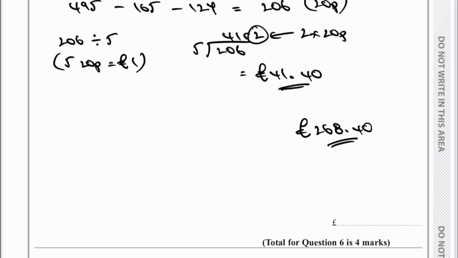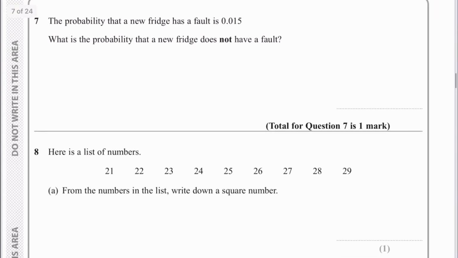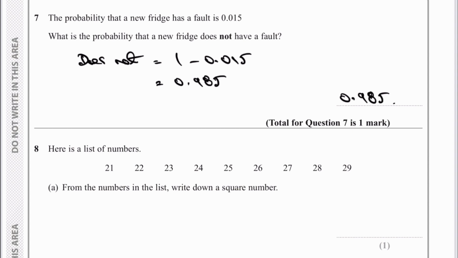Okay, let's move on then to question number 8. The probability that a new fridge has a fault is that. What is the probability that the new fridge does not have a fault? It's fairly straightforward with a calculator. Does not have a fault would be equal to 1, which is perfect. So 1 is no fault at all. Take away 0.015, and that's going to be 0.985, and that would be the answer to that particular question.